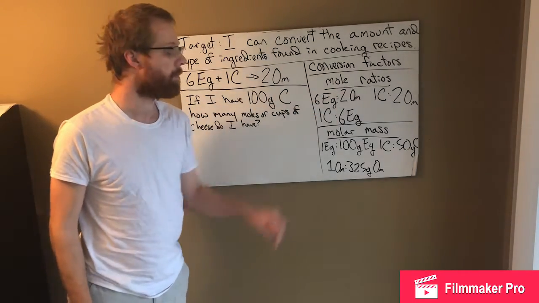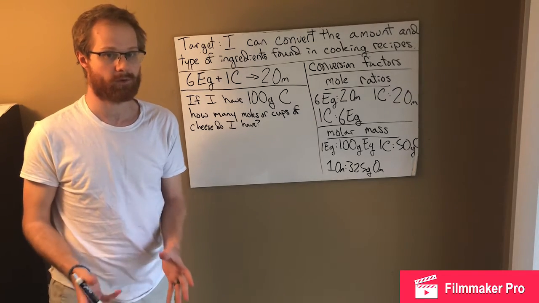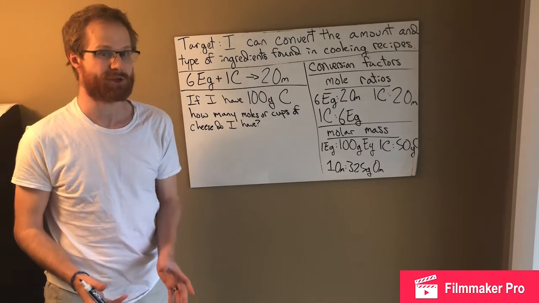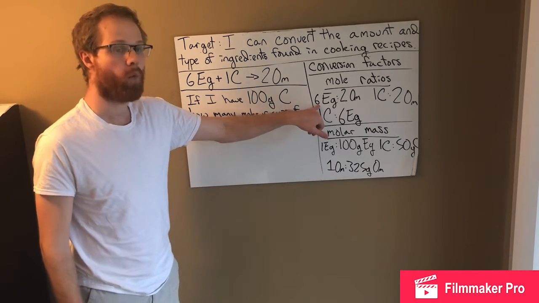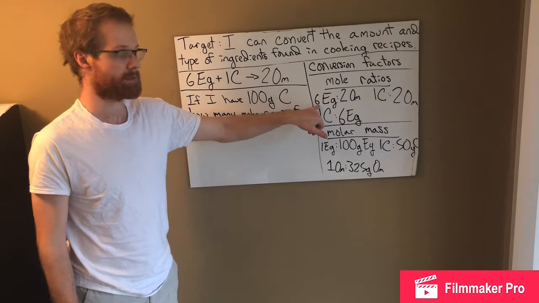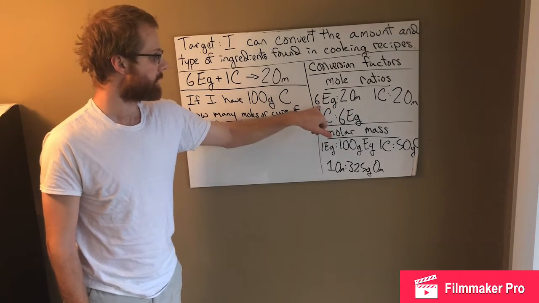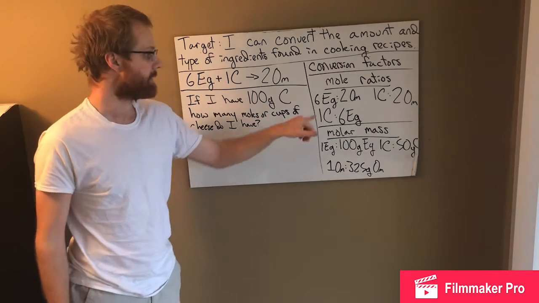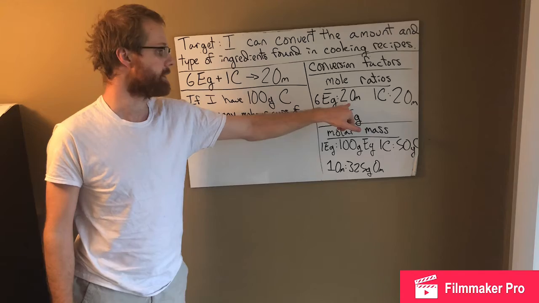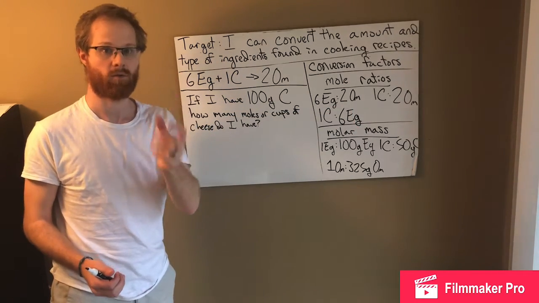There are these mole ratios. A ratio is just a comparison of 2 numbers. A mole is just an amount. So this is just comparing one amount of a substance, in this case eggs, to an amount of omelets. We're comparing one ingredient to another ingredient. It takes 6 eggs to make 2 omelets. A mole, an amount, like an egg or an omelet.